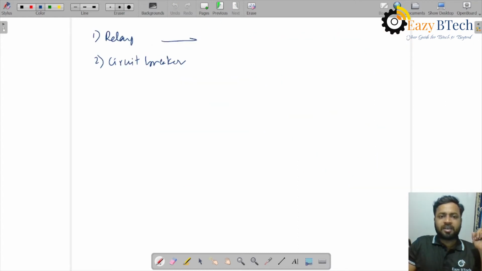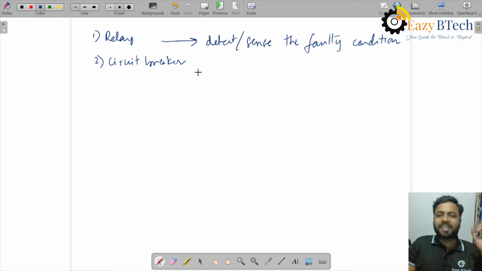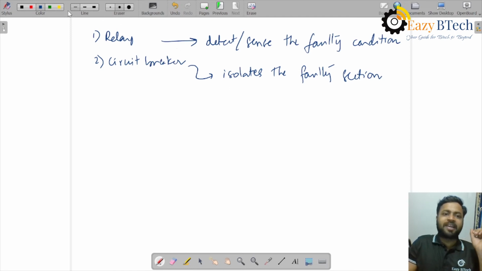The relay will only detect or sense the presence of fault, sense the faulty condition, and the isolation part is taken care of by the circuit breaker. It isolates the faulty section or faulty machine or apparatus from the rest of the system. Relay cannot isolate the faulty section. In the same way, circuit breaker cannot sense the fault. It can only isolate the faulty section from the healthy section.